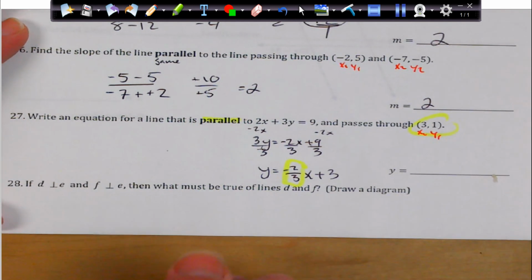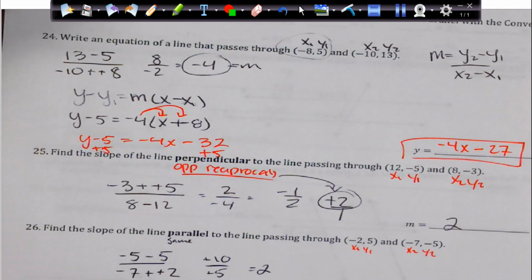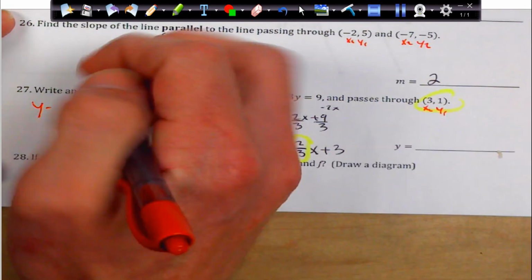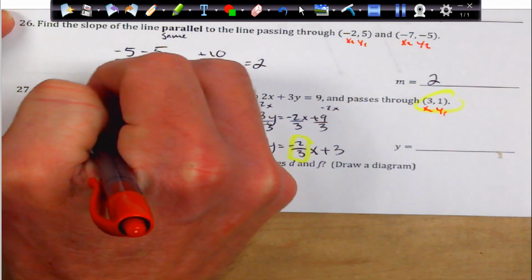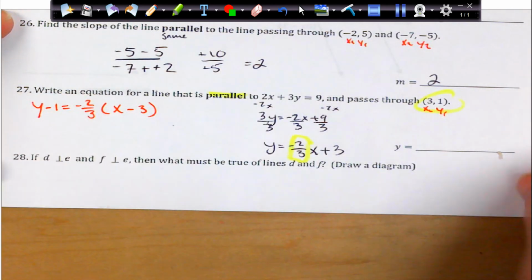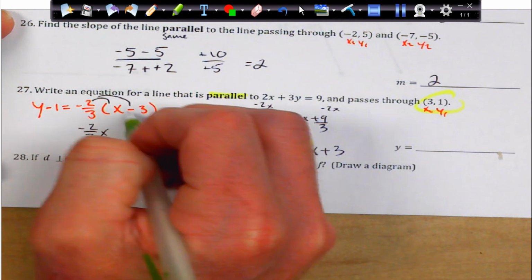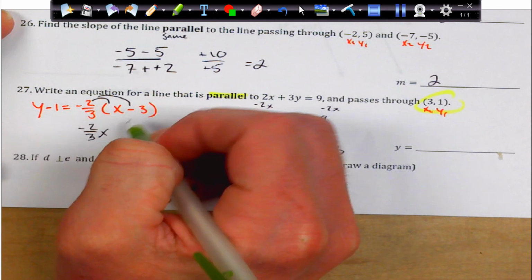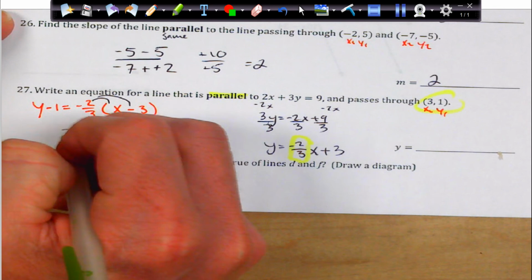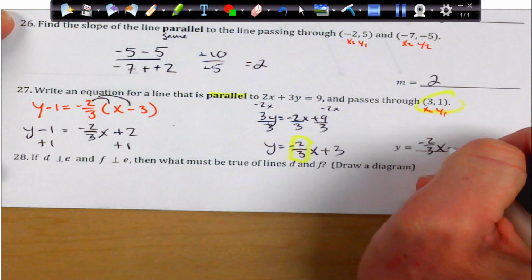We used point slope form earlier, which is right here: y minus y1 equals m times x minus x1. So I'm going to get y minus y1, which is 1, equals the slope, which is negative 2/3, times x minus 3. So I'm going to distribute this to get negative 2/3 x, and then distribute that. The 3's will actually cancel. The negative 2 times the negative 1 will become positive 2. We just add the 1 over to get negative 2/3 x plus 3.